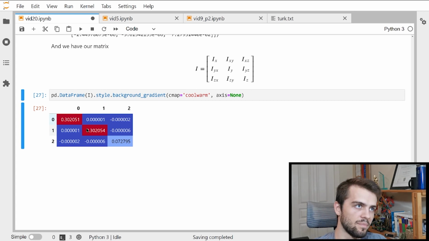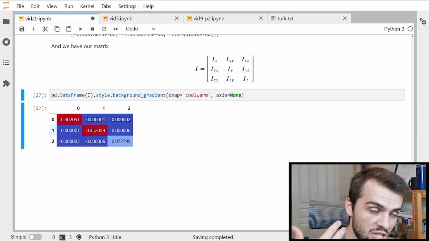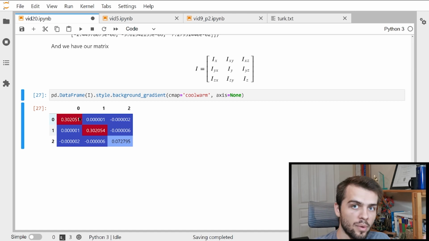So I showed that x and y have the same moment of inertia. And that's also what I showed analytically as well. Remember, this is all numerical. I showed that the off terms are all 0, so I've confirmed what I showed above. And I have also shown that the z moment of inertia is small.